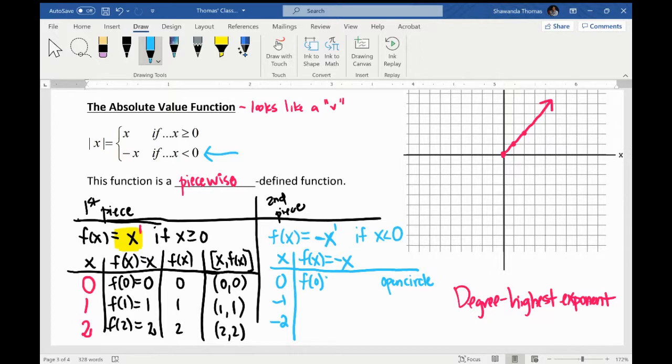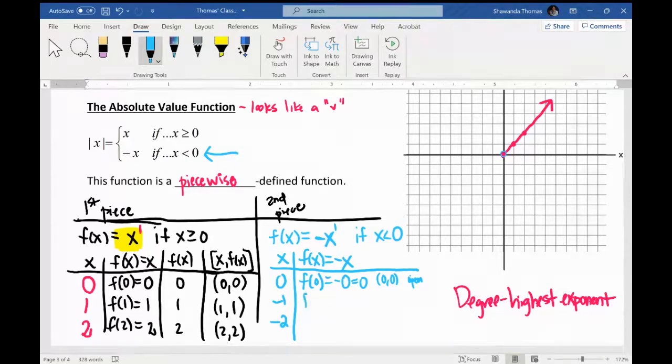All right. So f of 0 is still going to be 0, right? Negative 0 is neither negative or positive. So that's just 0. So we've got a point (0, 0). It's open, but if y'all notice, it's already filled in, so it doesn't matter.